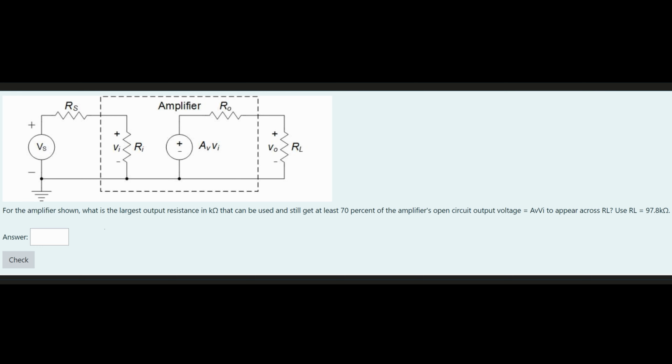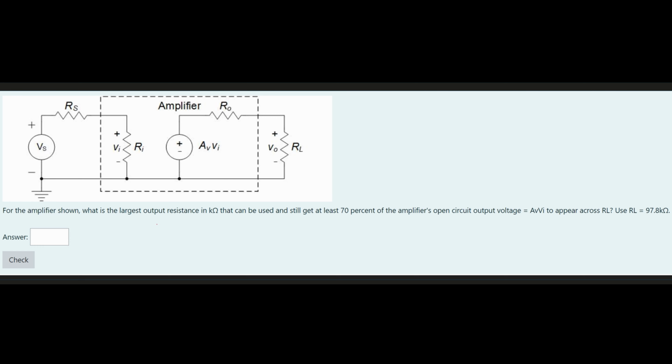For the amplifier circuit shown, we're asked what is the largest output resistance in kilo ohms that can be used and still get at least 70% of the amplifier's open circuit output voltage, which is equal to AvVi, to appear across our RL. And we use our RL as 97.8 kilo ohms here.